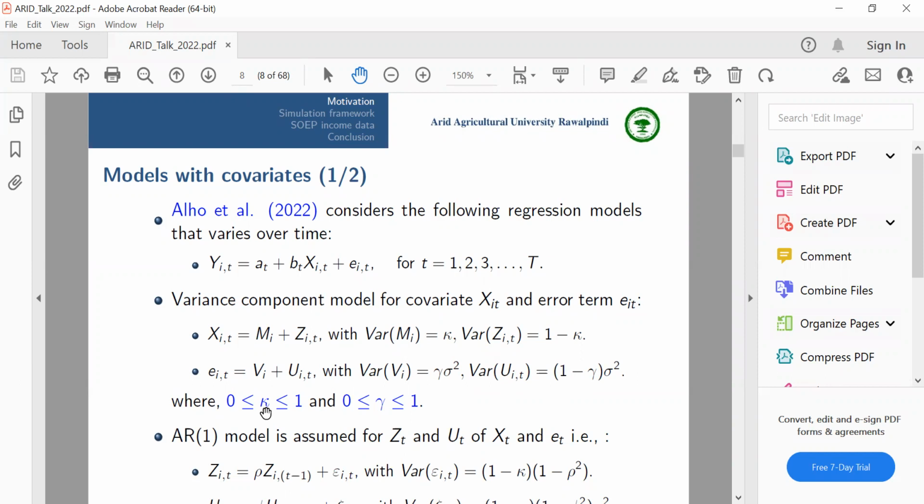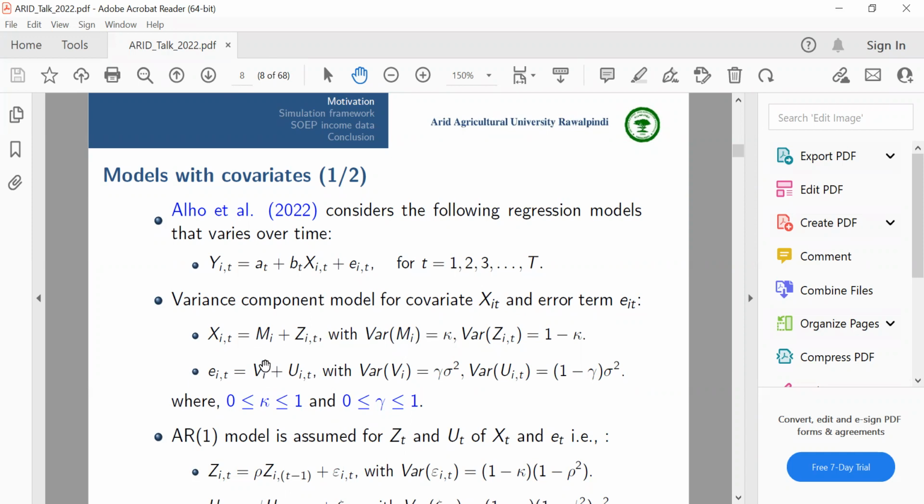Further, we impose some restriction that the range of kappa is between 0 to 1, and the range of gamma is also between 0 to 1. So there are some further concepts. If the variance of the permanent component MI is equal to 0, it means that the variable of interest, the independent variable, is changing over time.